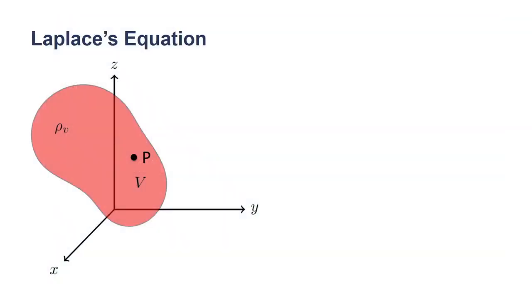We have a volumetric charge density contained within a volume V, and the volumetric charge density is rho sub V as usual. At some point P, we are interested in finding some field quantity, such as the voltage at point P or the electric field at point P. From what we've just seen, we know that Poisson's equation applies, and if we can solve this equation, given this volumetric charge density, rho sub V, we can find V, and from V we can then find E by going backwards.